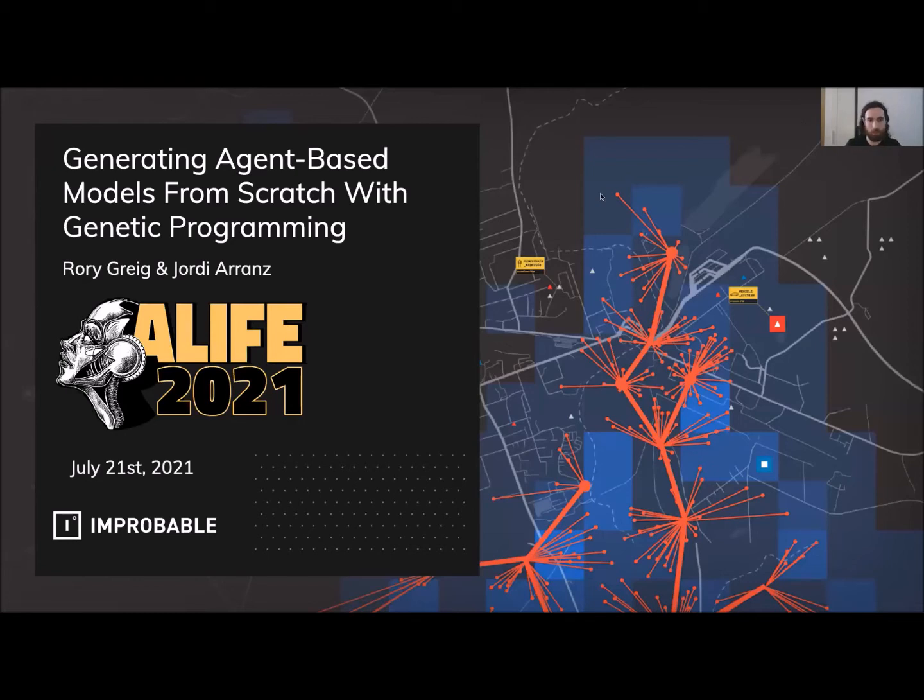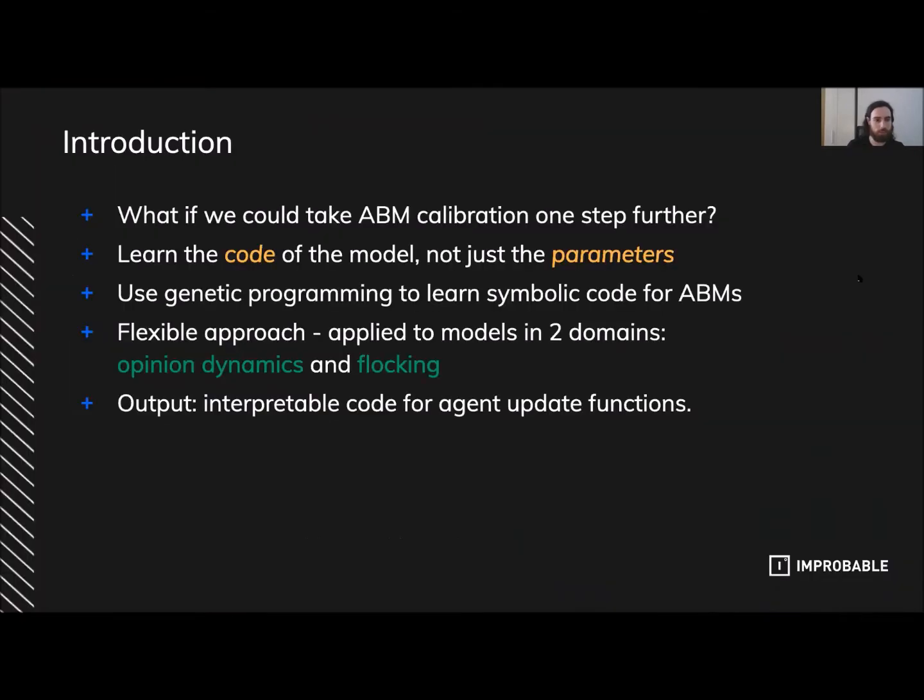Okay, fantastic. All right, well, welcome everyone to my talk on generating agent-based models from scratch with genetic programming. So this is going to be presented by me, but it was co-authored by Jordi Arranz, who I think should be on the call as well. Okay, so what is this all about?